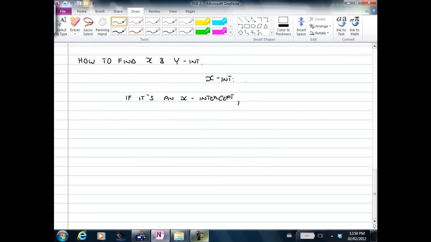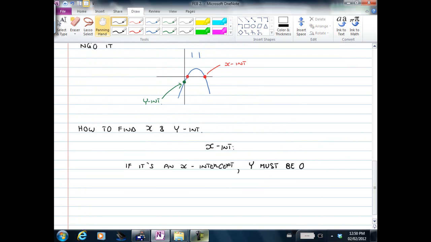If it's an x-intercept, y must, there are no exceptions to this rule, be 0. Okay? Because I can show you based on my graph. If it's an x-intercept, y will always be 0. No questions asked. I don't even have to think about it.